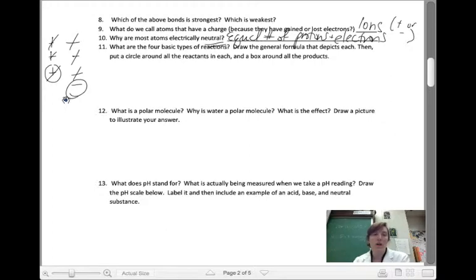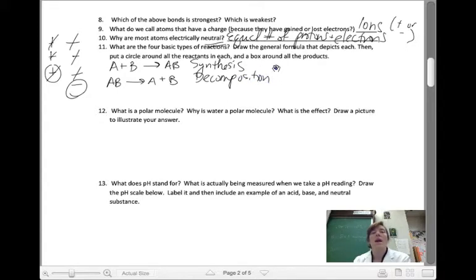Okay, so now we'll talk about our 4 basic types of reactions. So our first basic type of reaction is depicted with A plus B equals AB. And this is what's called a synthesis reaction because we are building in our products. And if we turn that around and we have AB becoming A plus B, and this is breaking apart, this is a decomposition reaction.